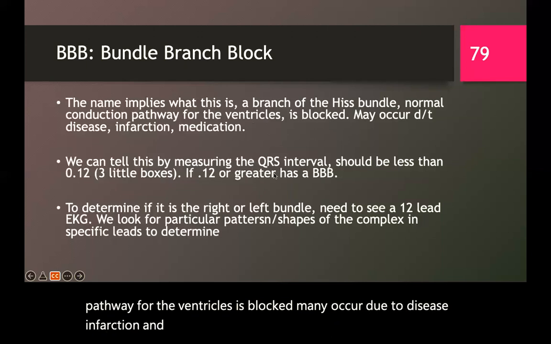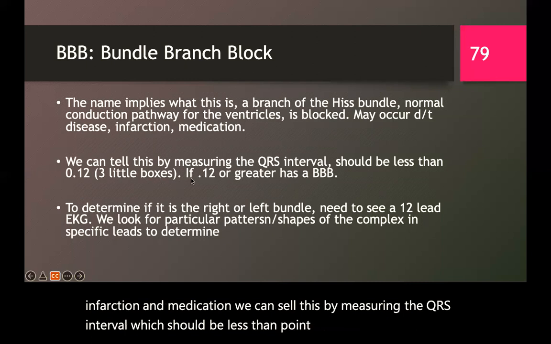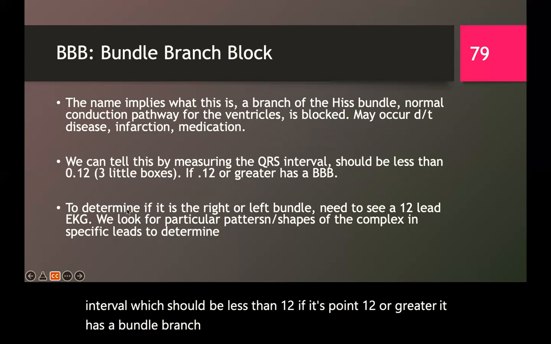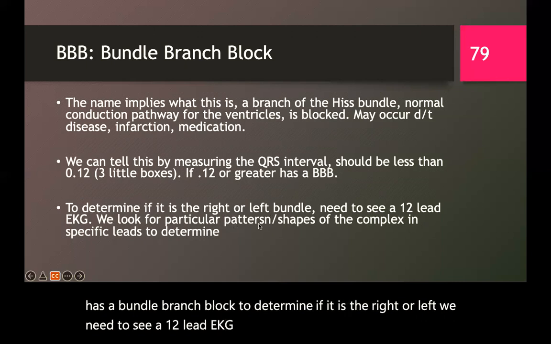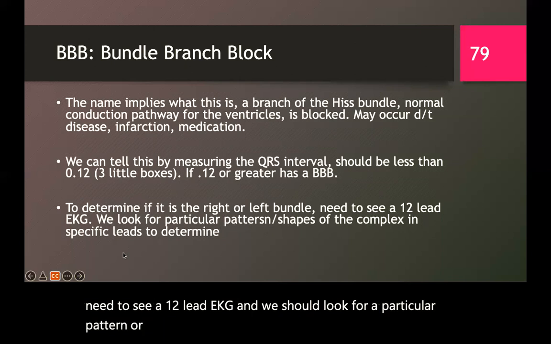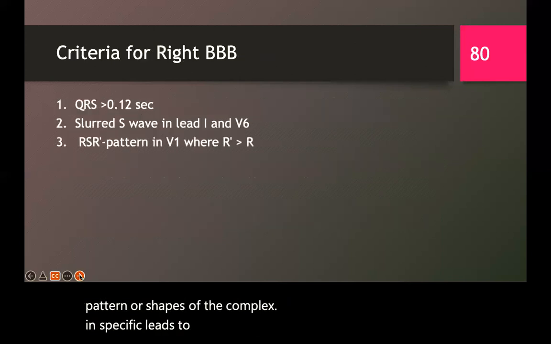We can tell this by measuring the QRS interval, which should be less than 0.12. If it's 0.12 or greater, it has a bundle branch block. To determine if it is the right or left, we need to see a 12 lead EKG, and we should look for a particular pattern or shape of the complex in specific leads to determine which one it is.